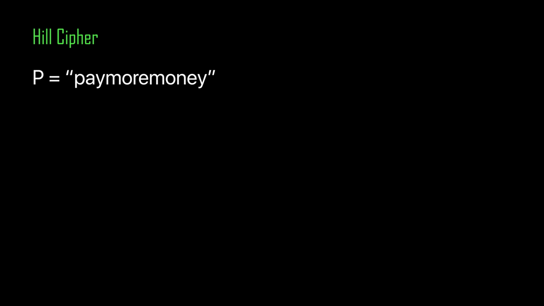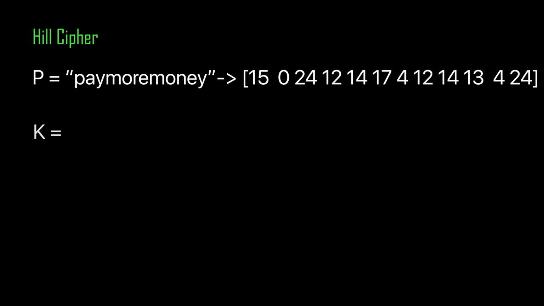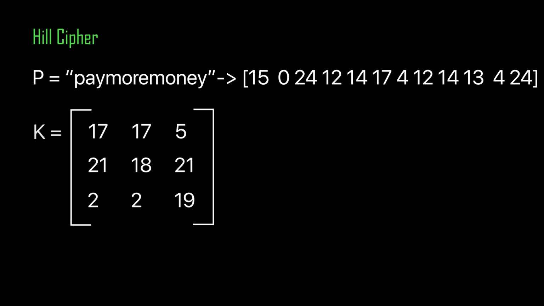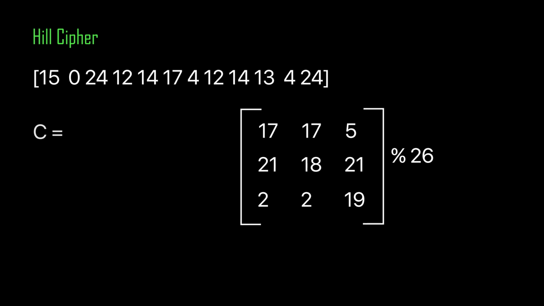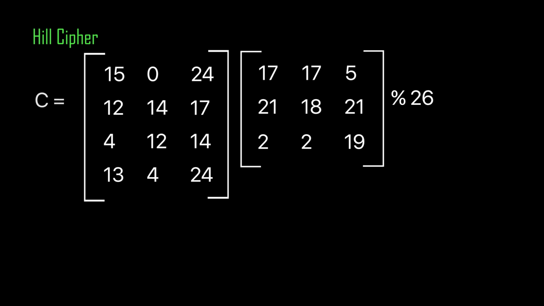Using the plaintext "pay more money" with no spaces, we have to convert the text letters into numbers in the range 0 to 25. If we have the following key, matrix multiplication rules require us to alter the plaintext vector's current dimensions. According to the multiplication rules, the first matrix's columns must match the second matrix's rows. With M equal to 3 in our case, the plaintext has to have 3 columns. If the plaintext is not divisible by M, you can add filler text X until it is.